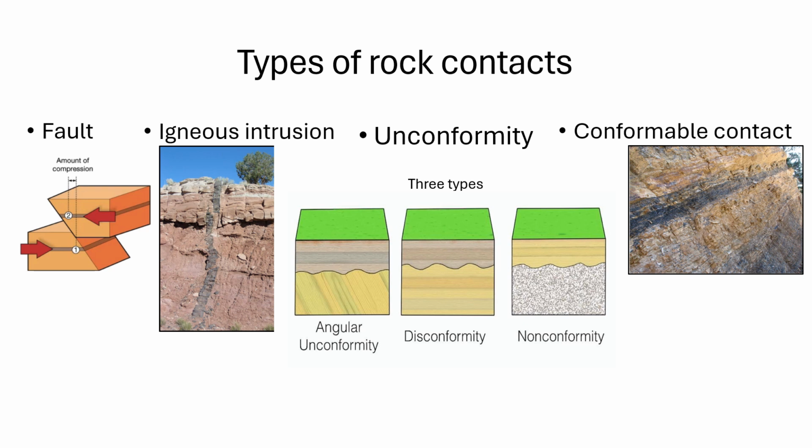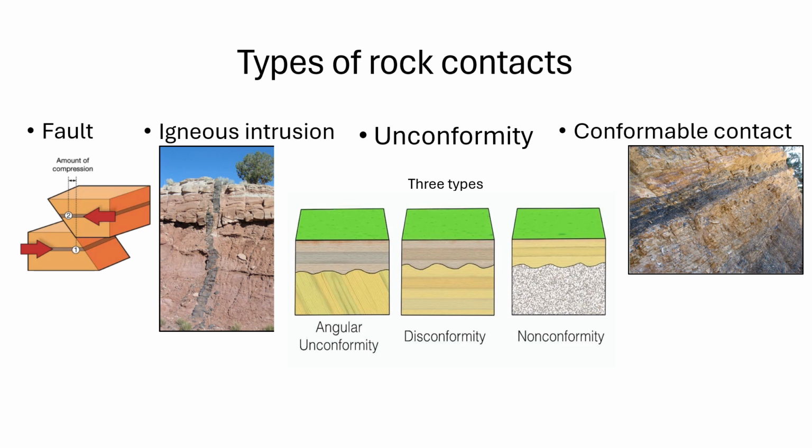Rock contacts can be conformable. So there is not a large time boundary between two conformable layers. They'll both be sedimentary. It's just that the environment changed, and so the actual rock is different. You can see the dark rock inside of the lighter layers, but there isn't anything really dramatic or any stark time that occurred between these.